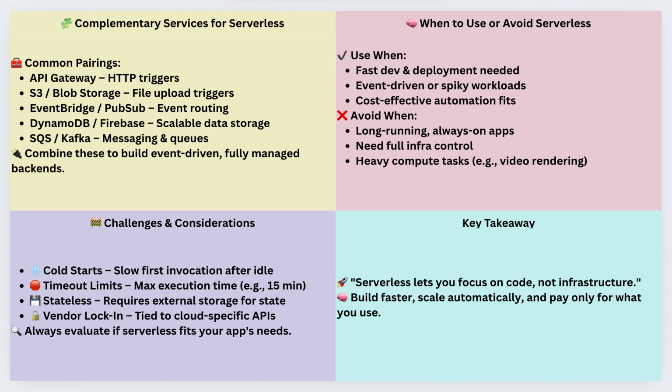Complementary services. Serverless works best when paired with other managed services. Examples: API gateway for triggering functions via HTTP, S3 blob storage for triggers on file uploads, EventBridge and PubSub for event handling, DynamoDB and Firebase for scalable data storage, SQS and Kafka for queue-based architectures. Together, they form a fully managed event-driven backend.